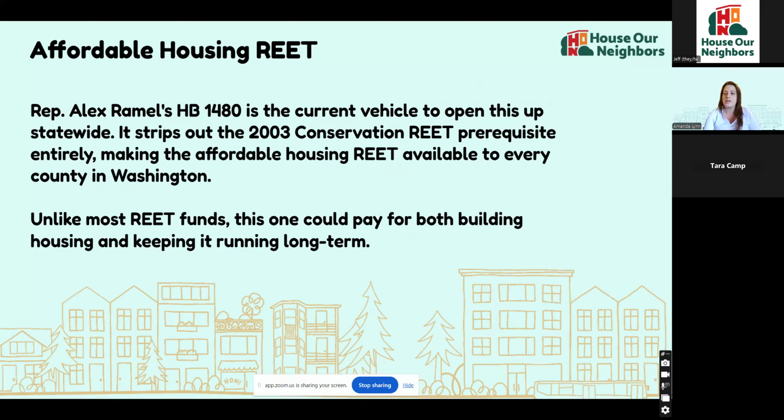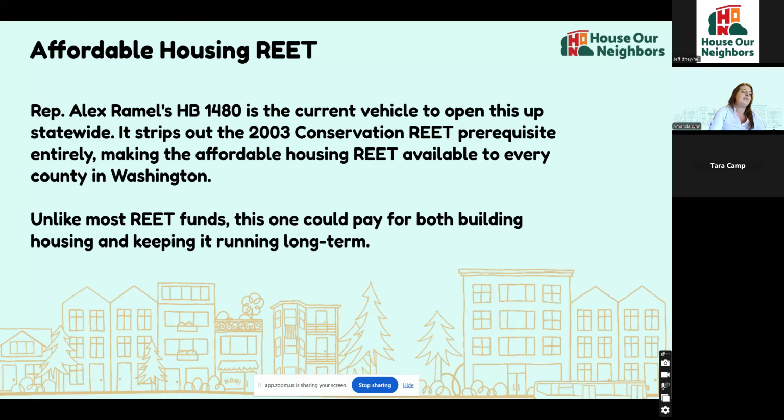Right now, there's an effort at the state level to change that, to unlock that, to remove that conservation requirement, because again, we have the Growth Management Act now. We have conservation planning requirements for every single municipality in Washington that do protect our wildlands, that do protect our goals for conservation lands, right?